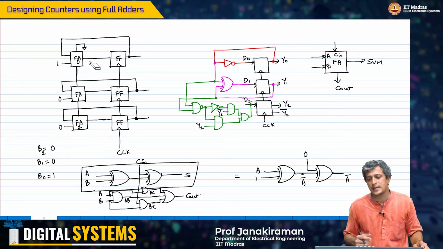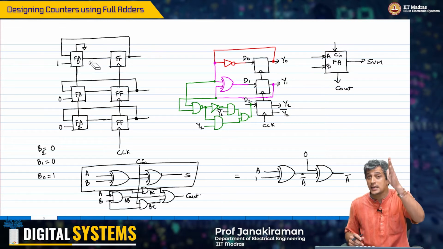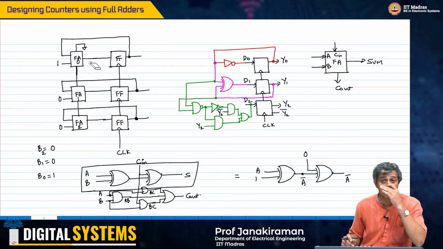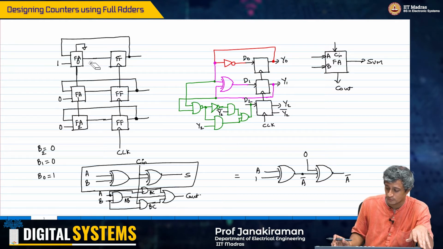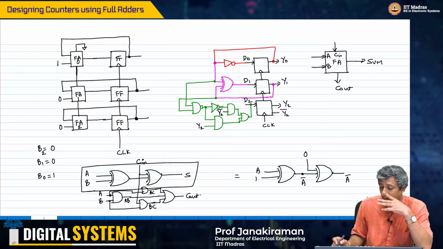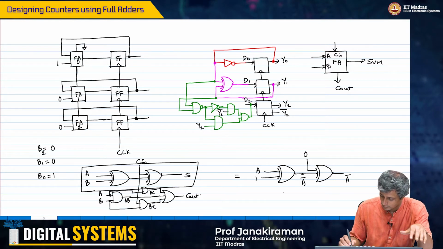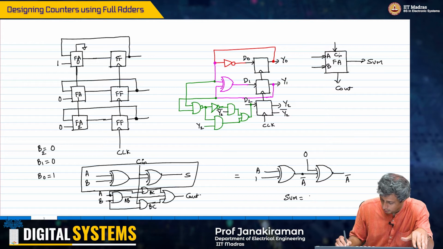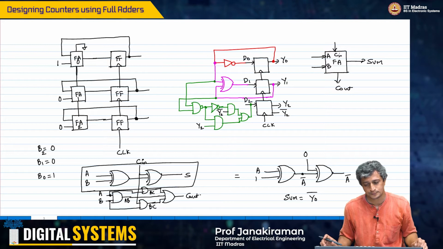Now let us look at the next case. The carry out now is coming from the previous full adder, and therefore you cannot simply ignore it, you have to be careful about that, right. And what is the sum that is actually coming out there? If you look at the sum of the full adder, it is simply going to be A bar, or it is going to be Y0 bar, right. What about the carry out?